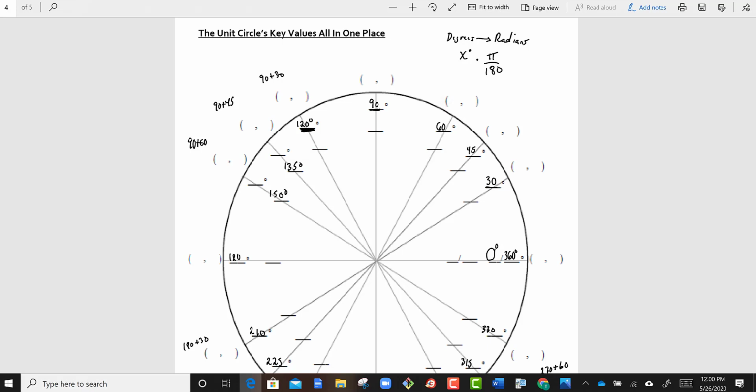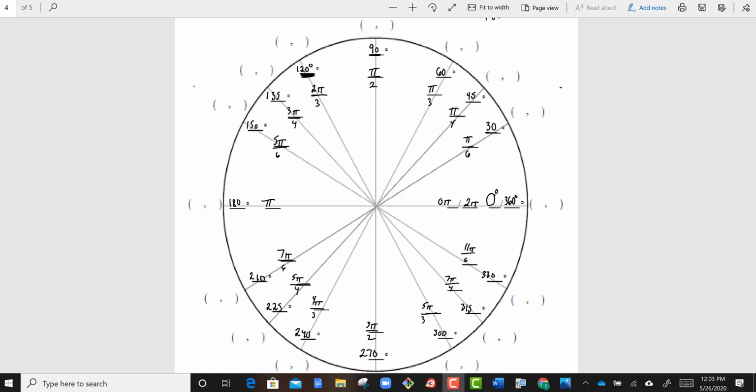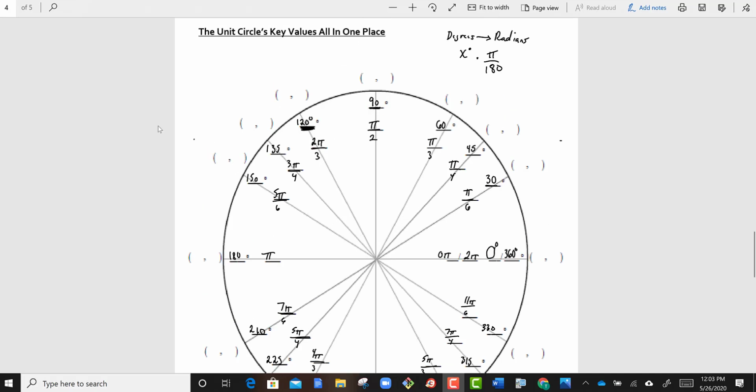So I'm not going to work all these out, but the first angle measure is 30. We multiply that by pi over 180, and that should end up producing 1/6 pi, or pi over 6. So go ahead and fill in all the radian measures, and then we'll do the last step. All right, so there are all the radian measures.